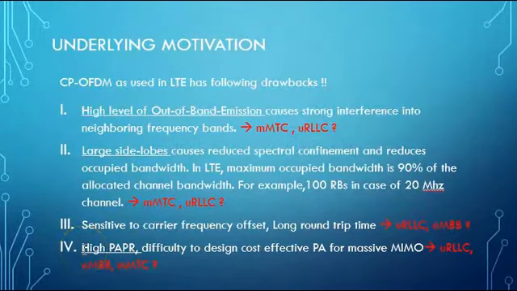The fourth and important one is that the CP based OFDM waveform has a high peak to average power ratio. So it becomes very difficult to design a cost effective power amplifier, especially for massive MIMO systems, and it impacts most of the 5G new radio use cases, which are ultra reliable low latency communication, enhanced mobile broadband, and massive machine type communication.